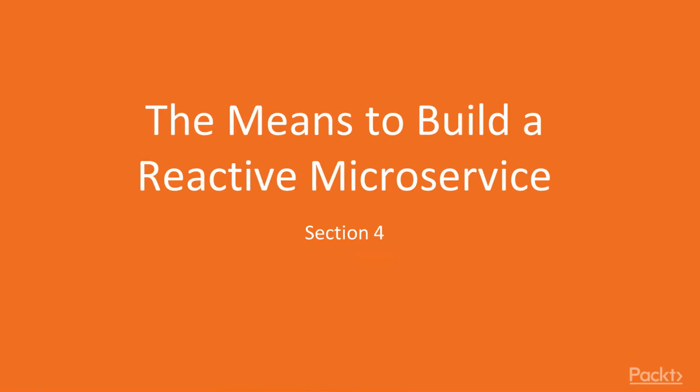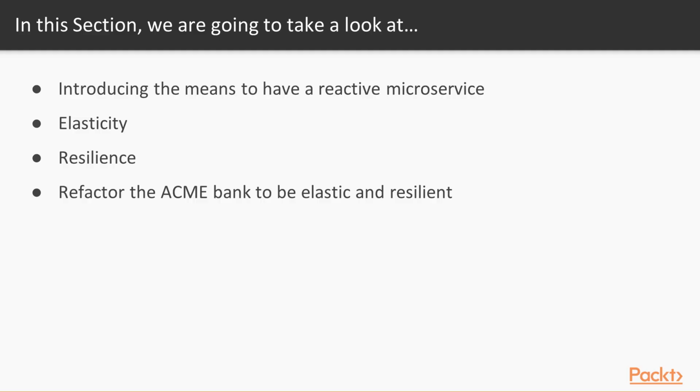Welcome to the fourth section of the Reactive Microservice Design course. In this section, we will start diving into reactive microservices. We will introduce the means to have a reactive microservice. We'll talk about elasticity and resilience, what they are and why we need it, and we will refactor the Acme bank to be elastic and resilient.